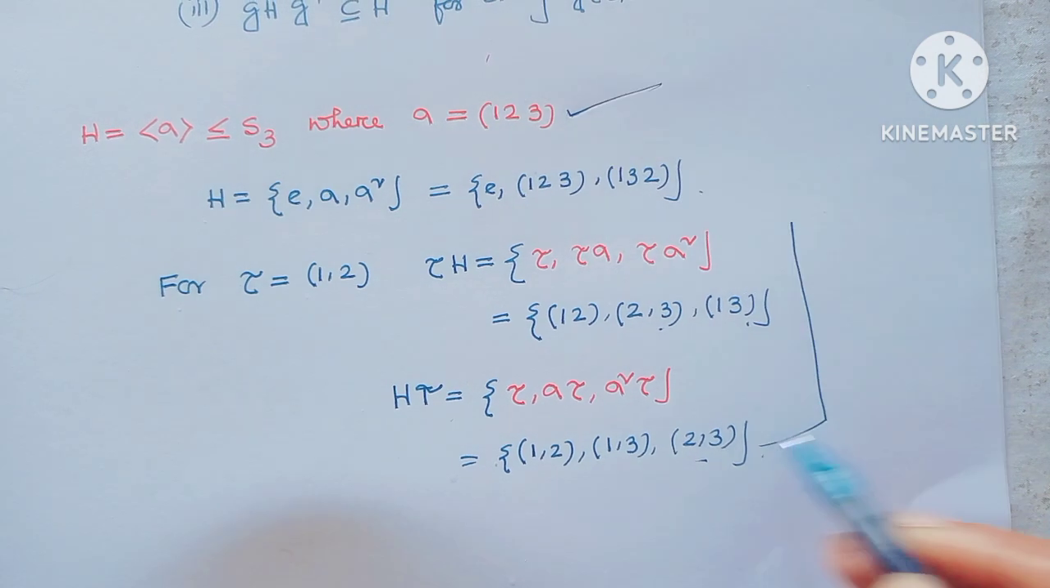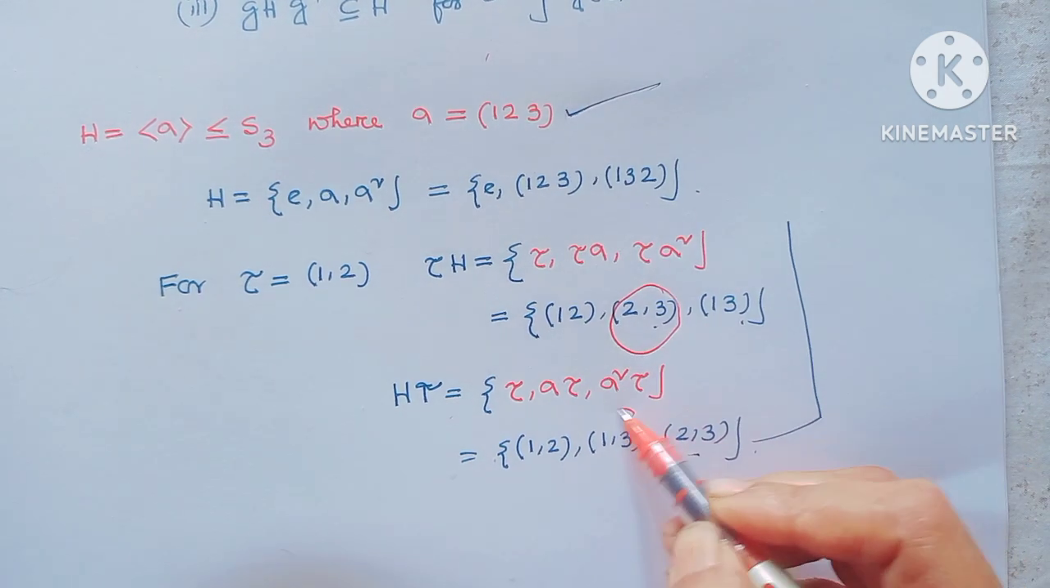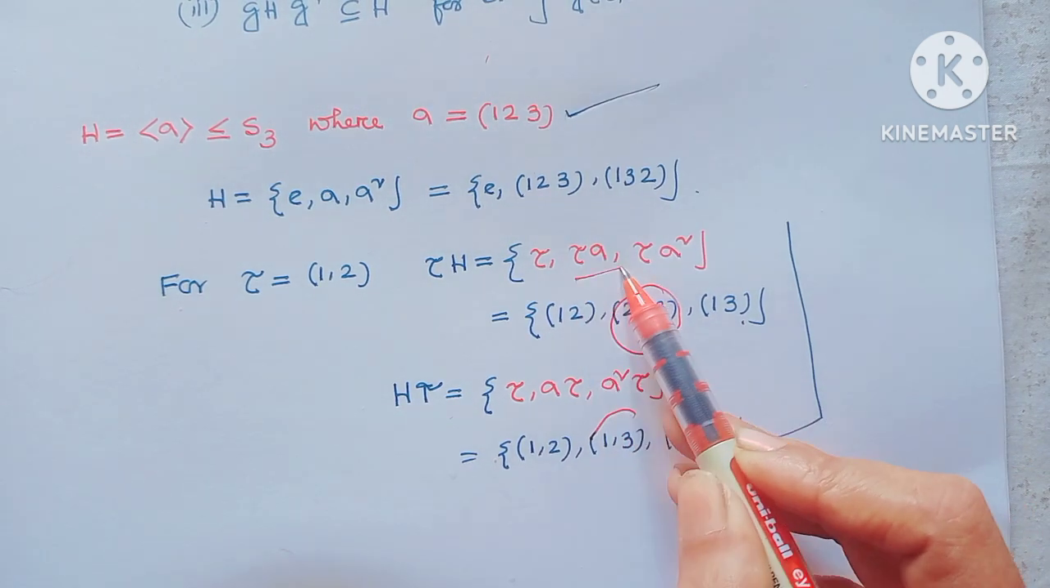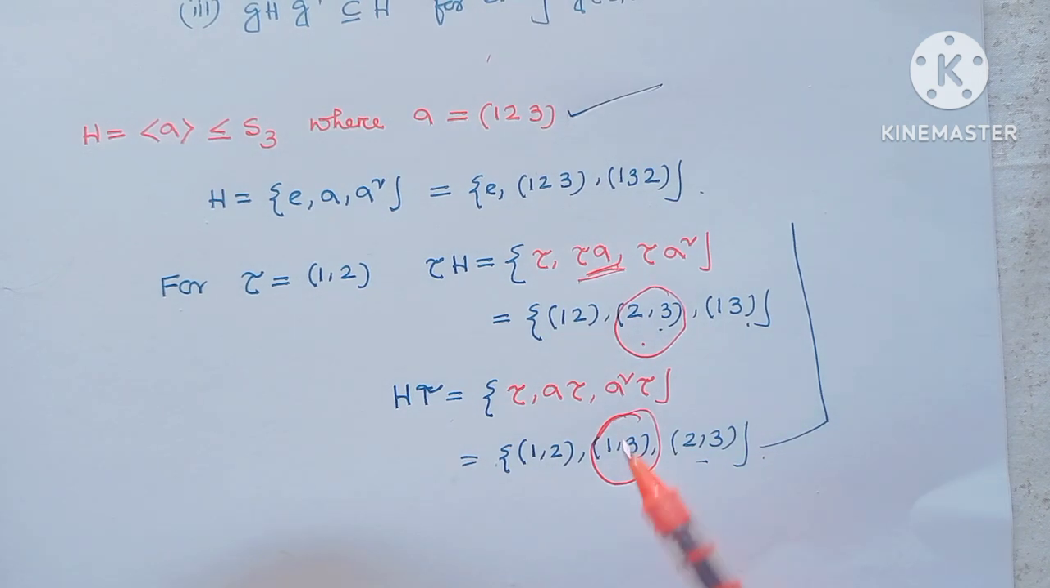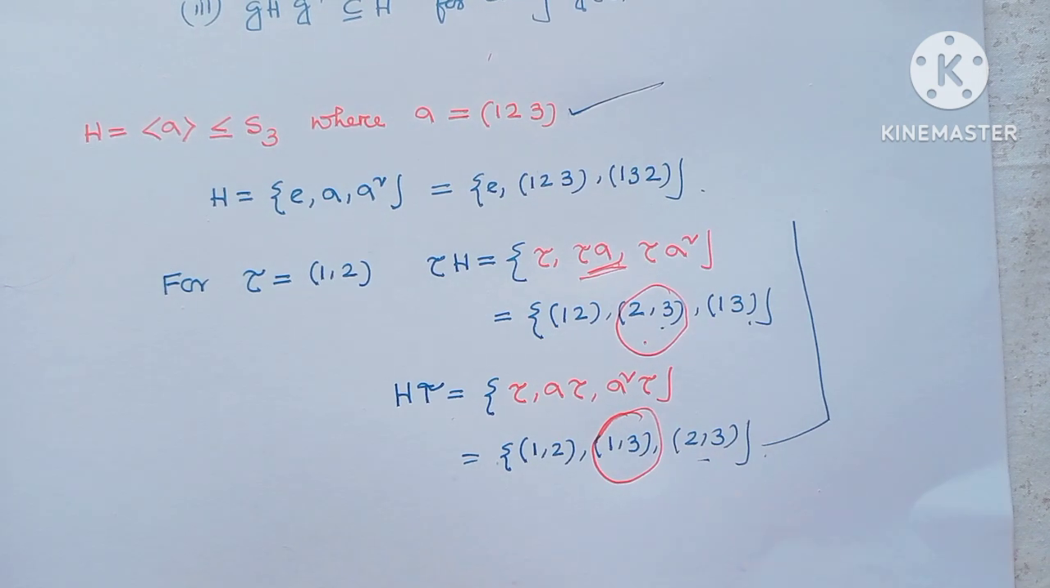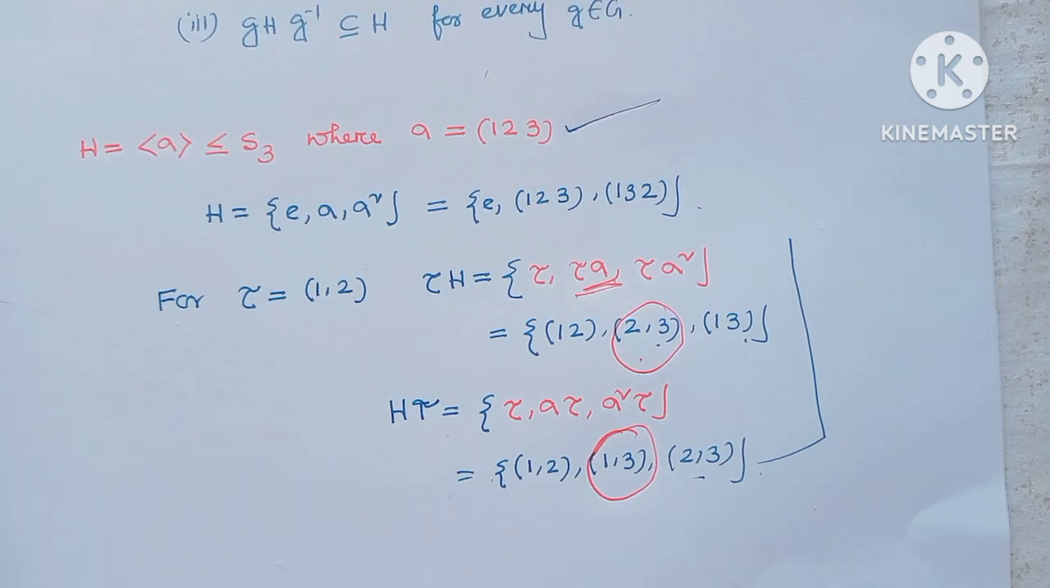Notice these two sets are equal, but notice here the elements: tau sigma equals (2 3) and sigma tau equals (1 3). These are different, both different. So in set notation, there is no distinction between left coset and right coset when the subgroup is a normal subgroup. I hope all my viewers have understood this clearly.